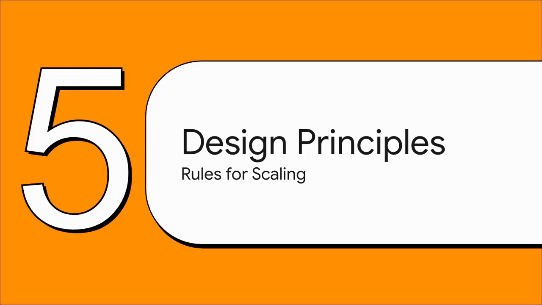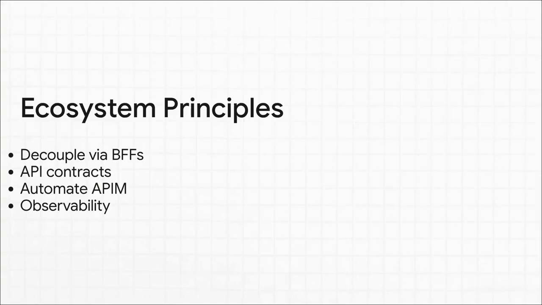All right, we've built out this massive, globally distributed, hybrid beast of an architecture. Now we need some ironclad rules to keep it from descending into total chaos. Our final section, Design Principles for Scale. Here are your 4 definitive design principles for building a scalable, governable API ecosystem on Azure.